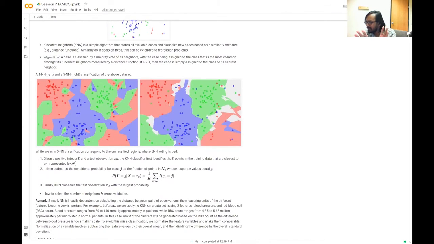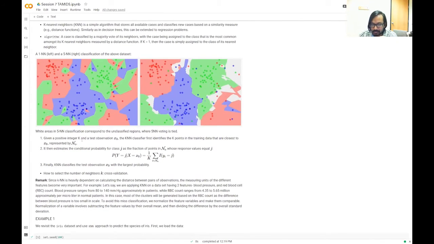Now, to formalize this concept that we talked about, let us go through these 3 steps here. Given a positive integer k, which determines the number of neighbors that we are interested in, and the test observation x0 that you would like to label, the KNN classifier first identifies the k points in the training data that are closest in some sense to the test data point. That could be Euclidean, that could be something else, depends on the metric. Now, once you have these neighbors, we find the conditional probability of each label given the data.